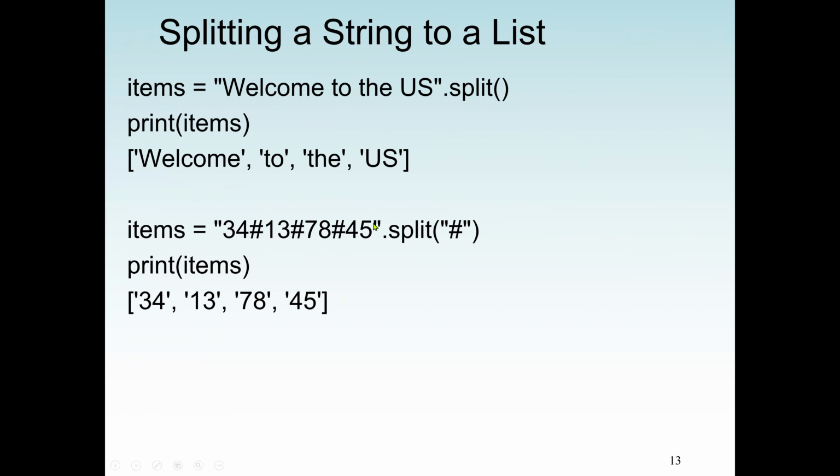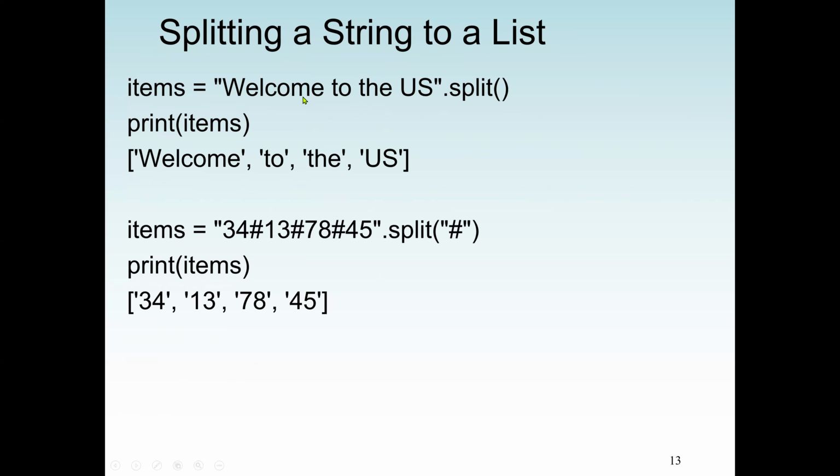So next we're going to learn how to split a list. That's splitting a string into a list. So for example, we have "welcome to the US." This is one sentence, so it's kind of like one string. All the 4 words are in one pair of double quotation marks. So this is like one string.